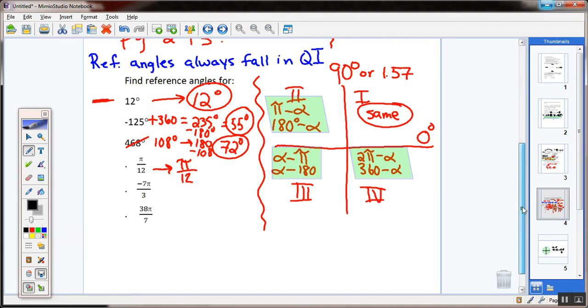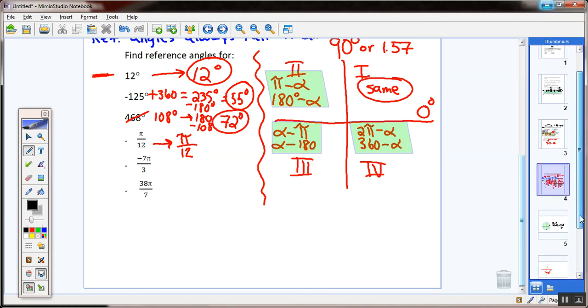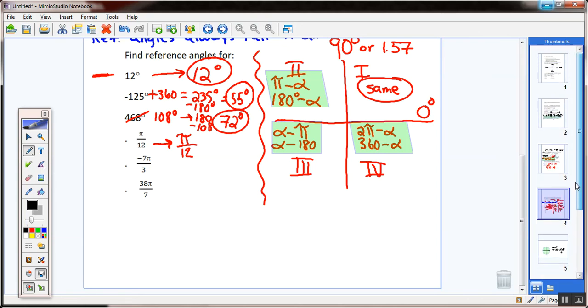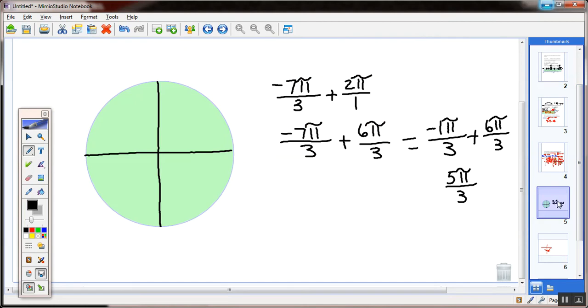At this point, for negative 7 pi over 3, haven't we established that this is 5 pi over 3 radians? Okay, keep that in mind. Somebody turn that to a decimal for me. 5.24? Thank you.